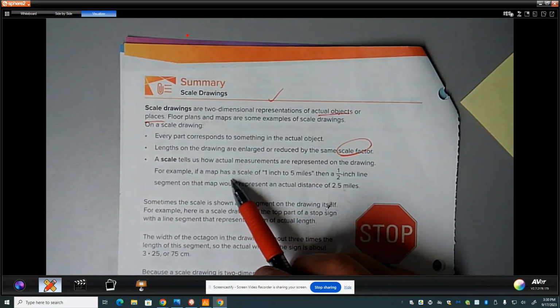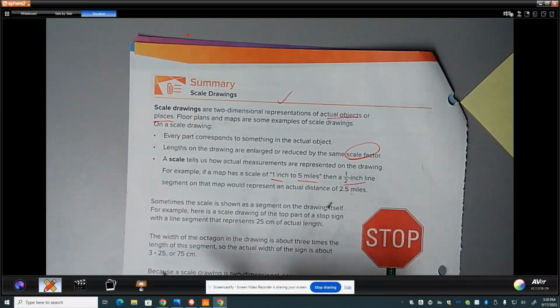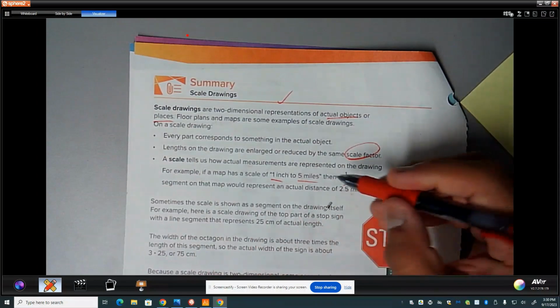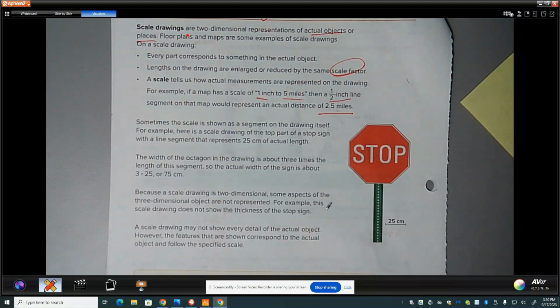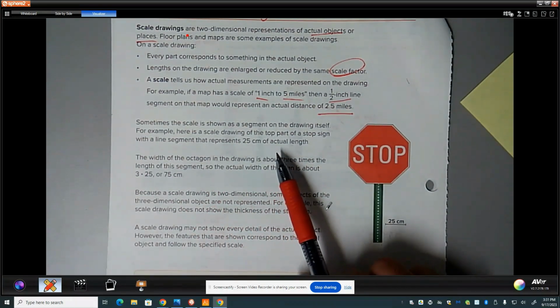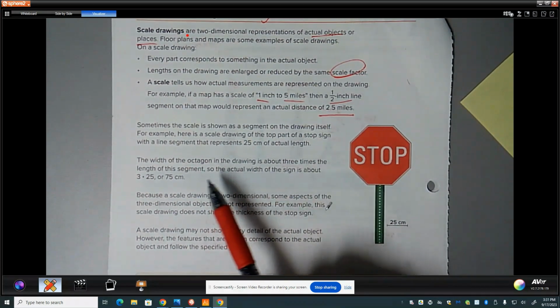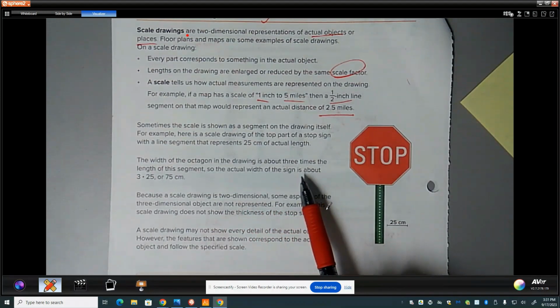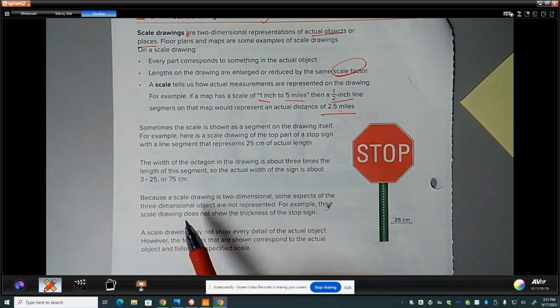For example, if a map has a scale of 1 inch to 5 miles, well then a 1/2 inch line segment on the map will represent the actual distance of 2.5 miles. Sometimes the scale is shown as a segment on the drawing itself. For example, here's a scale drawing of the top part of a stop sign with a line segment that represents 25 centimeters of actual length. The width of the octagon is about 3 times the length of the segment, so the actual width of the sign is about 3 times 25 or 75 centimeters long.